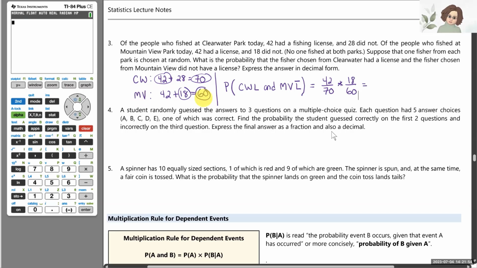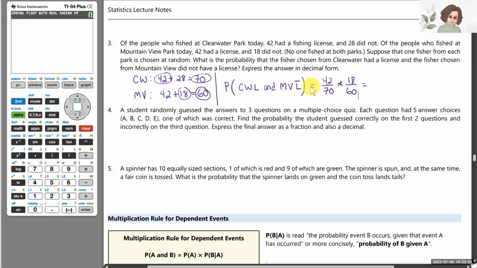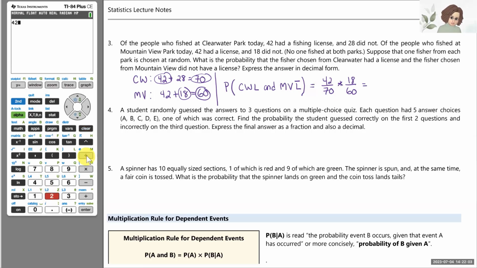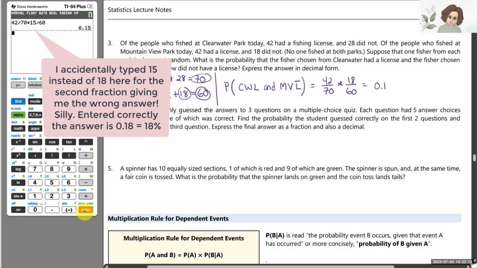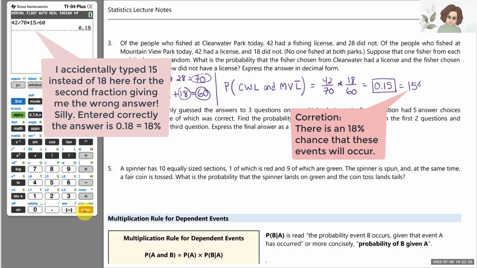And they say to express the answer in decimal, so there's many ways you could enter this. I'm going to just enter it on the calculator the way I speak it. So I'm just going to type 42 divided by 70 times 18 divided by 60, and that is 0.15. So they ask for decimal, so that is our answer, but I'm going to just speak it here as a percent. So there's a 15% chance that those events occur.